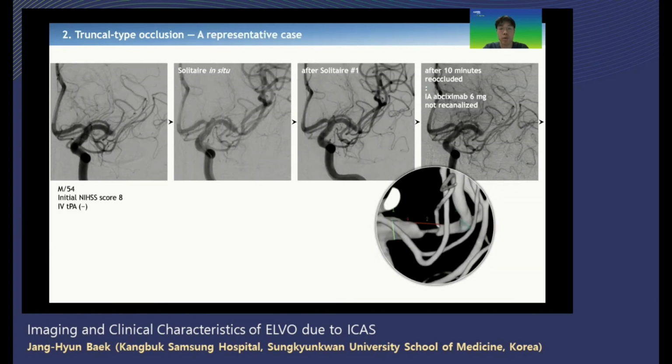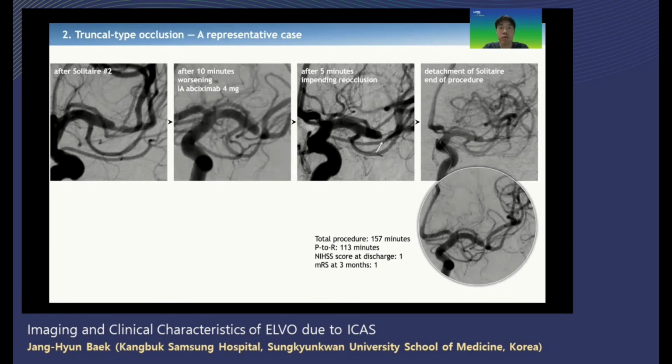Here is an example. A male patient had acute left middle cerebral occlusion. After one pass of stent retrieval, the occlusion was recanalized, but immediately reoccluded. In fact, the occlusion was truncal type. As depicted, the occlusion segment was before the bifurcation site and did not involve the bifurcation site. To overcome the intractable recurrent reocclusions, we permanently detached the stent retrieval device.